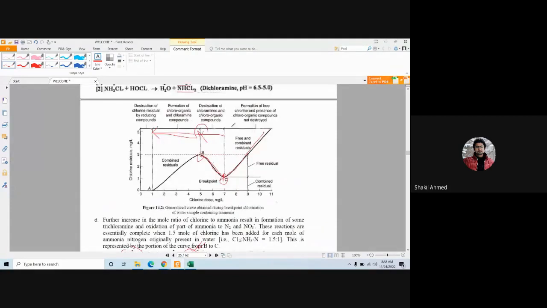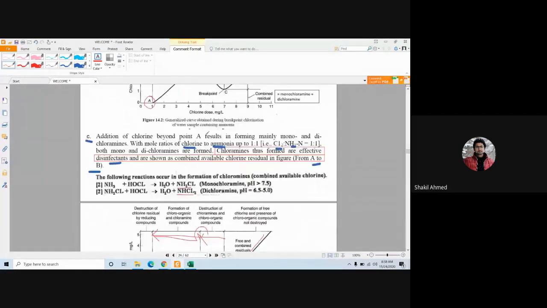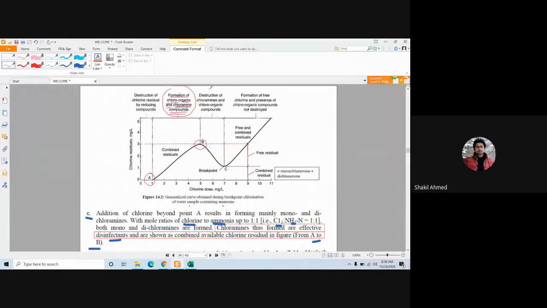Yes, sir. So in B to C, they're writing it as destruction of chloramine and chloroorganic compounds. Destruction of chloramines and chloroorganic compounds is decreasing. Now at point C and beyond, you do not have any impurities anymore because all of them have been destroyed by the chlorine. Now, whatever you add beyond point C as chlorine dose, you will get them directly. There is no wastage anymore. So that's why you get a 45-degree line. Whatever you give, you get. Is it clear?